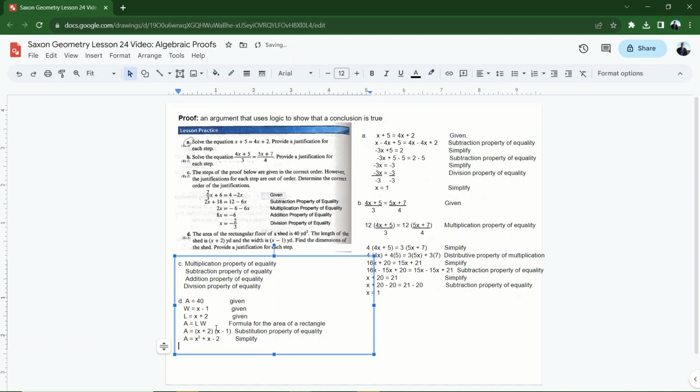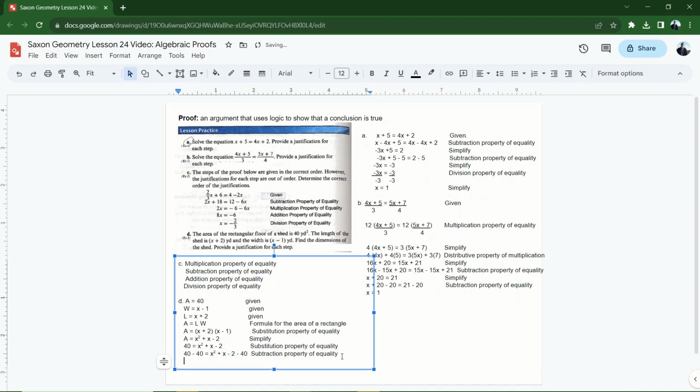The next thing that I'm going to do is I'm going to note that the area is 40. 40 equals this. Again, that's a substitution property of equality because I was given that. And then I wonder if we got 0 on a side by itself. So if I did 40 minus 40 equals this minus 40. Notice what I'm going to end up with on the left side is a 0. That was just the subtraction property of equality.